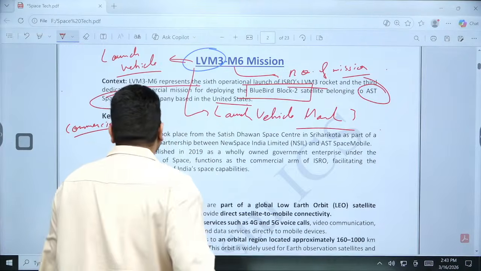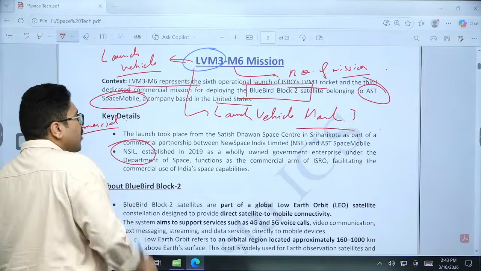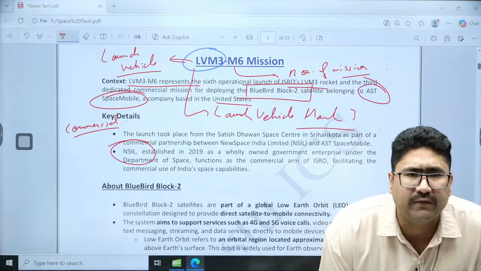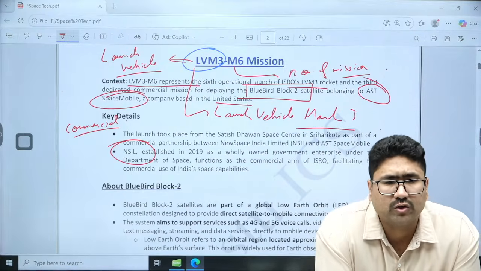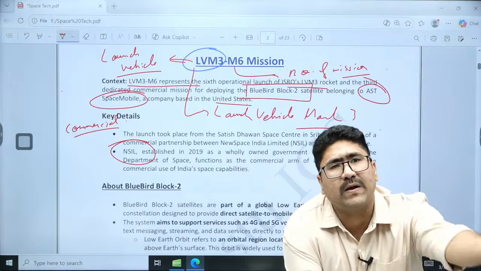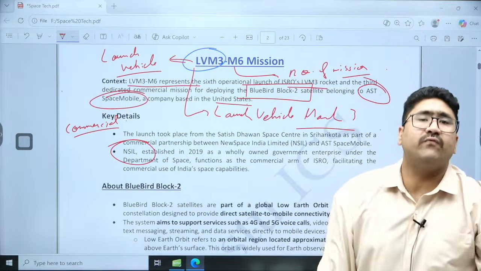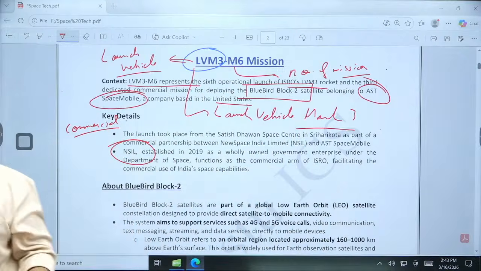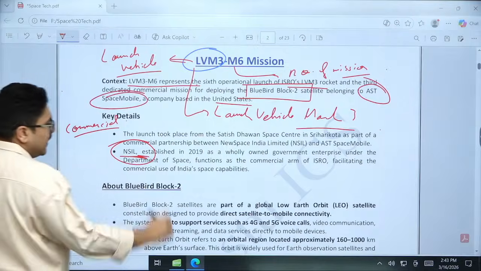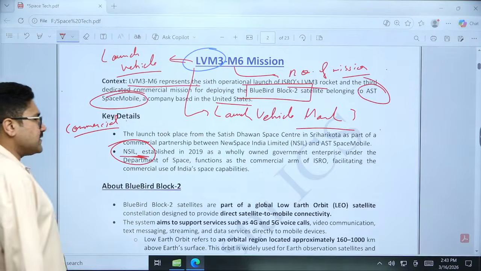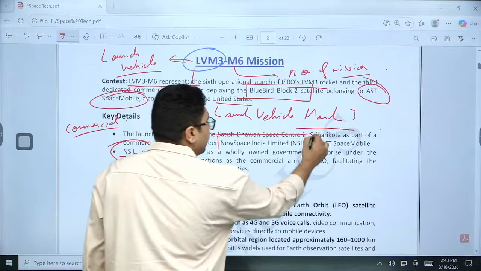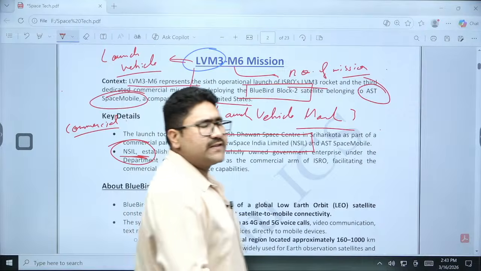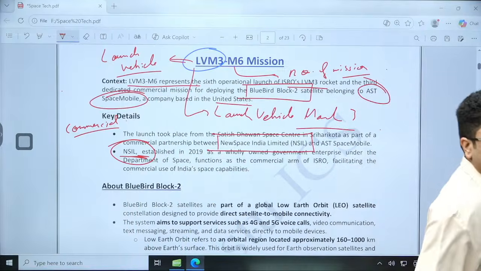So in India, for getting together the commercial activities of ISRO, bringing in all the different business from the private sector and foreigners with respect to the commercial activities of ISRO, there is a body within ISRO known as NSIL, that is NewSpace India Limited. NewSpace India Limited is the body of ISRO which is responsible for organizing the commercial activities of ISRO.